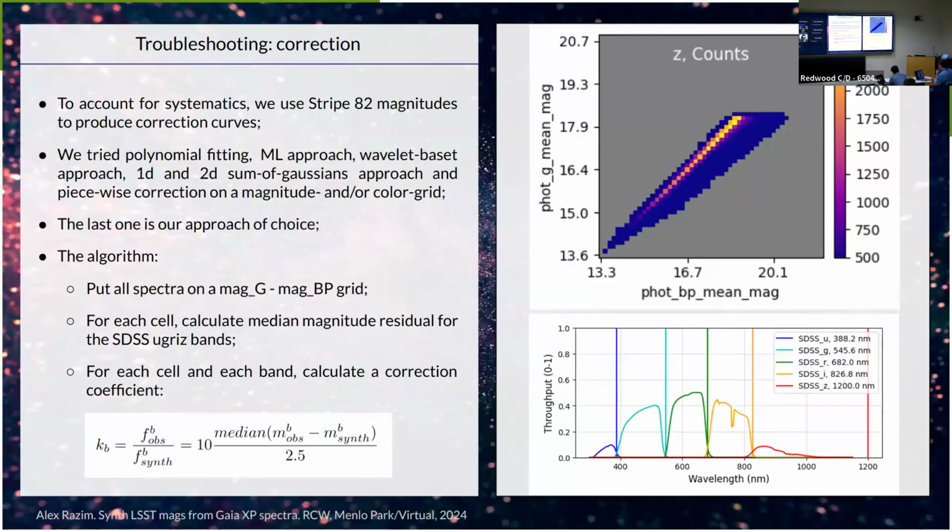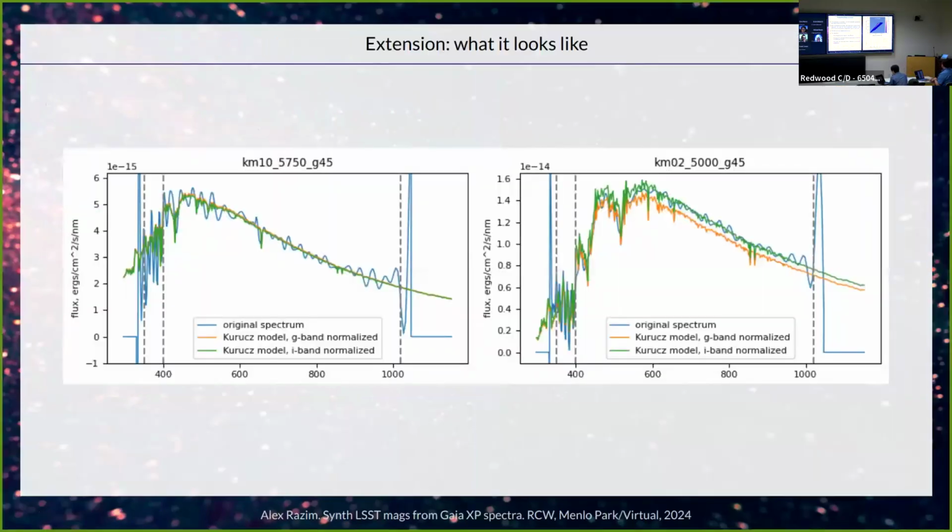And it turns out that there is no need for any smoothing or interpolation between the bands, because really the differences between these correction coefficients isn't so big. But essentially for each cell, we have 5 correction coefficients for all the spectra that fall in this cell. So what are the results?